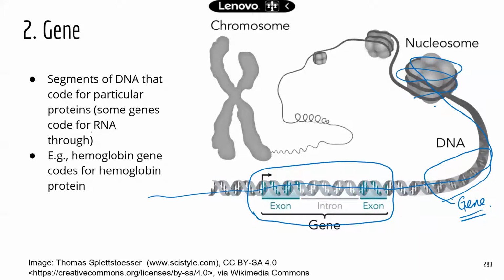Now, some genes do code for RNA, so not all genes code for proteins. So this gene could be the hemoglobin gene, right? And this codes for hemoglobin. I'm just going to write HB, hemoglobin protein.